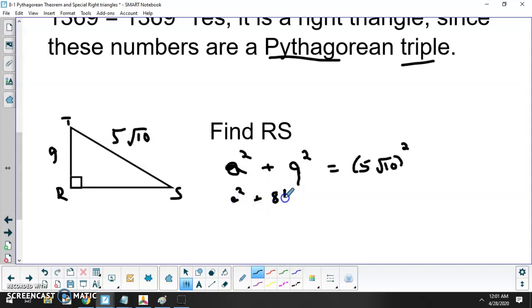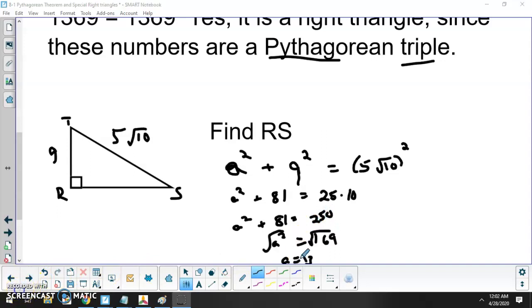plus 81 is equal to, now when you square this, you have to square the 5, which is 25, okay, and the square root of 10 squared is just actually equal to 10. All right. When you square a square root, it cancels the square root out. So you have a squared plus 81 equals 250. Okay. And subtract 81 from both sides, you get 169. Then you square root both sides and you get 13. Kind of had to sum that up there real quick.